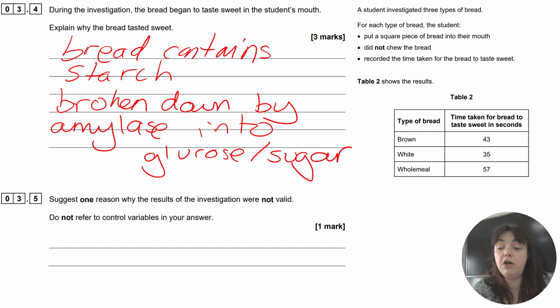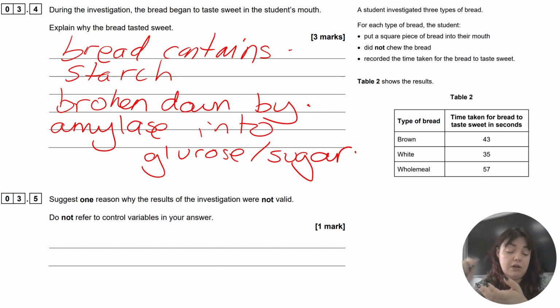Okay, and that's your 3 marks. So you get bread contains starch broken down by amylase into glucose and sugar. Now, it doesn't have to be in that order. You could say that the bread contains starch that is broken down into glucose by amylase. It doesn't really matter.